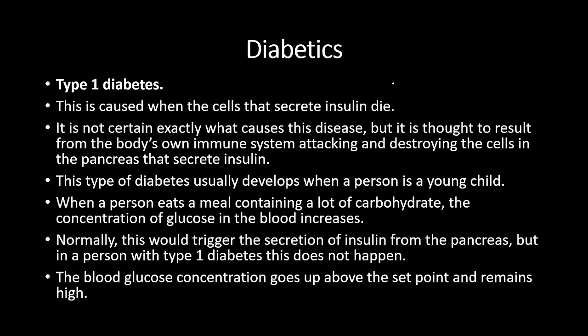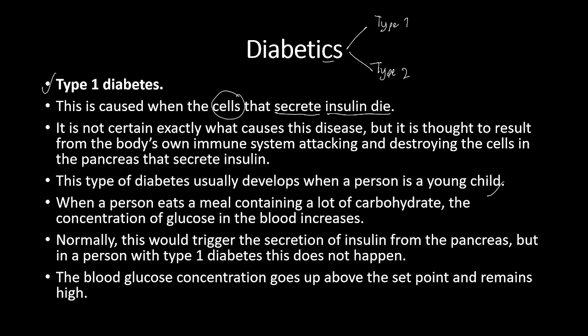Then we have diabetes. We have type 1 and type 2, but we'll be looking at type 1 only. This is caused when the cells that secrete insulin die. It's not certain what causes diabetes, but it's thought to result from the body's own immune system attacking and destroying the cells in the pancreas that secrete insulin. This type of diabetes usually develops when a person is young, and genetics can play a role too. If your grandparent or your dad had it, then you're also likely to have it.